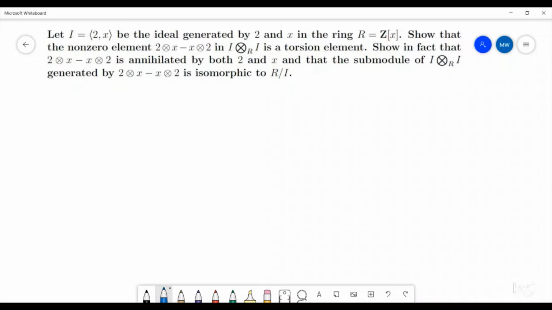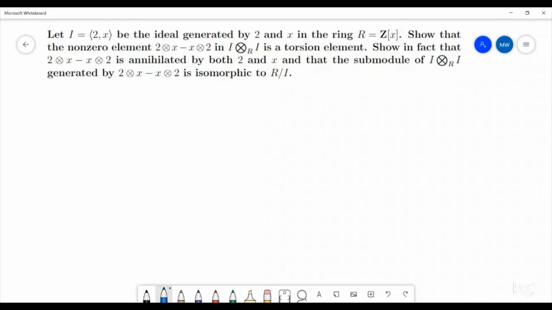a torsion element. So, in order to do that, we just need to show that it is annihilated by some non-zero element. And it's actually giving us a hint as to which elements to pick. So we are going to show that 2 tensor x minus x tensor 2 is annihilated by both 2 and x. So that's going to be the first thing we're going to do.